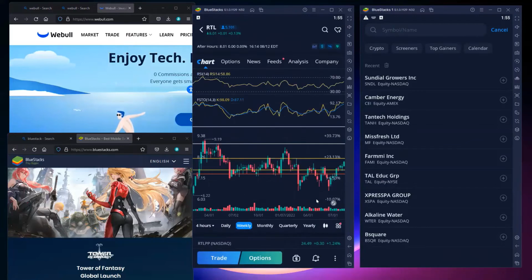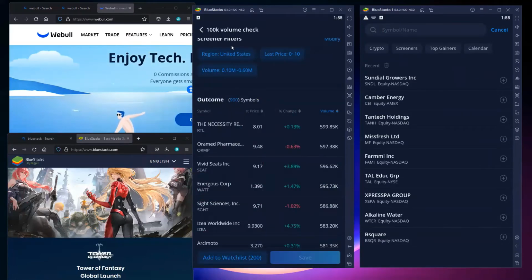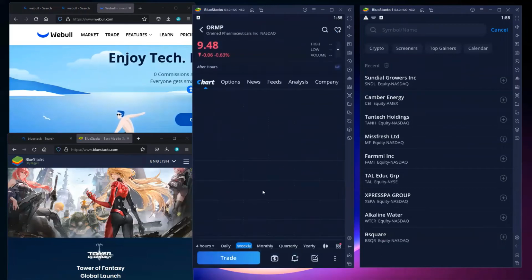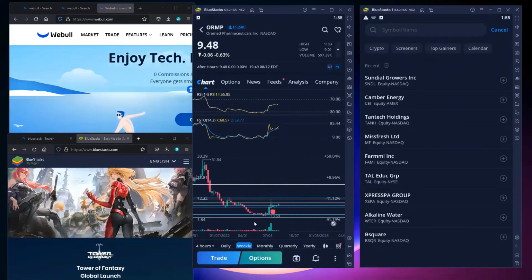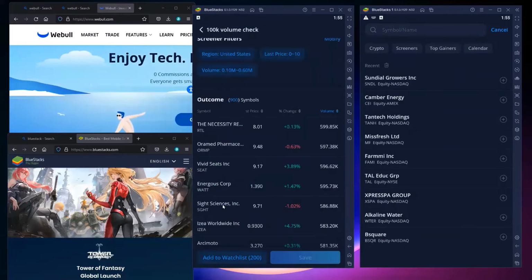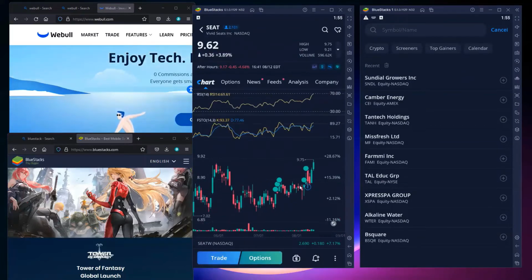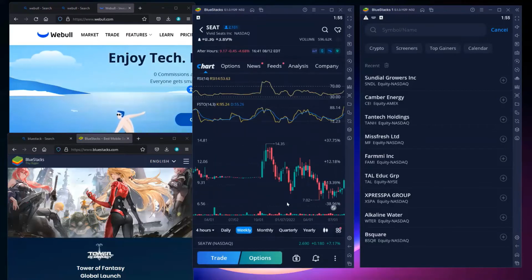Like for example, this one. It has a nice little setup. First one that we found, right? Because of my screener. Setup RTL. It wasn't one of the swings that I'm posting anyway, but it has a nice little setup to run, $9, 830, 850. And then there's ORPM. It's another nice setup. You see how it's just finding nice setups? And then let's go for the next one. Seat. Look, nice setups. And this is what I'm talking about.